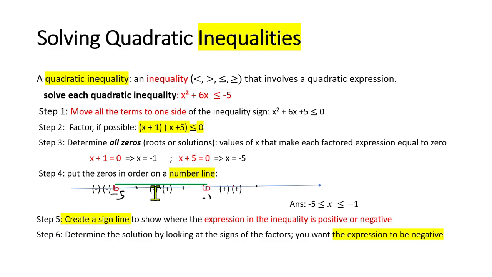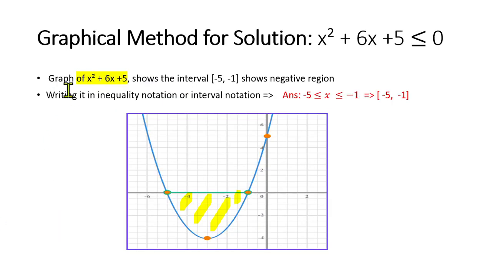So this is the sign line. You create the sign line. This is very handy to figure out the solution range. But what about the graphical method for solving x squared plus 6x plus 5 less than 0?